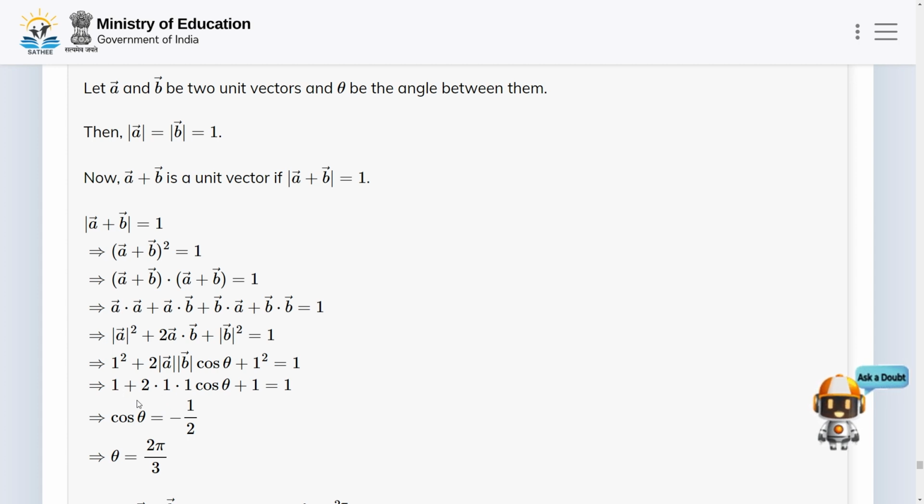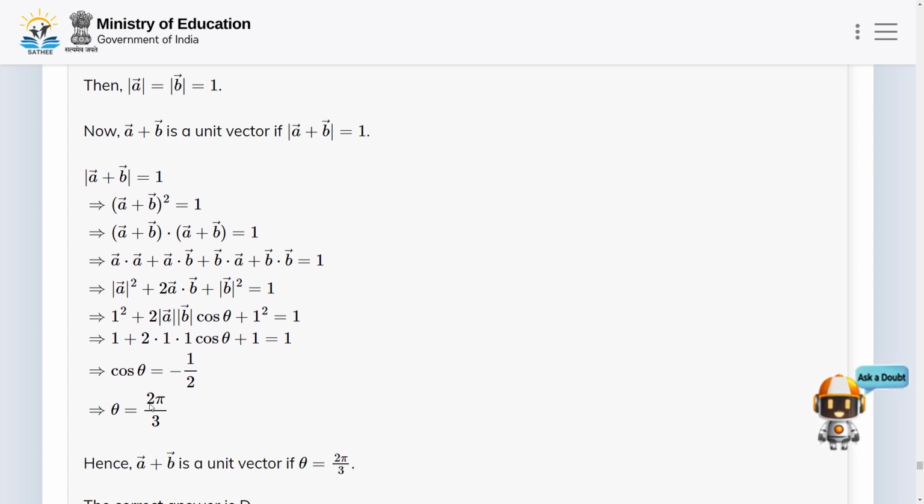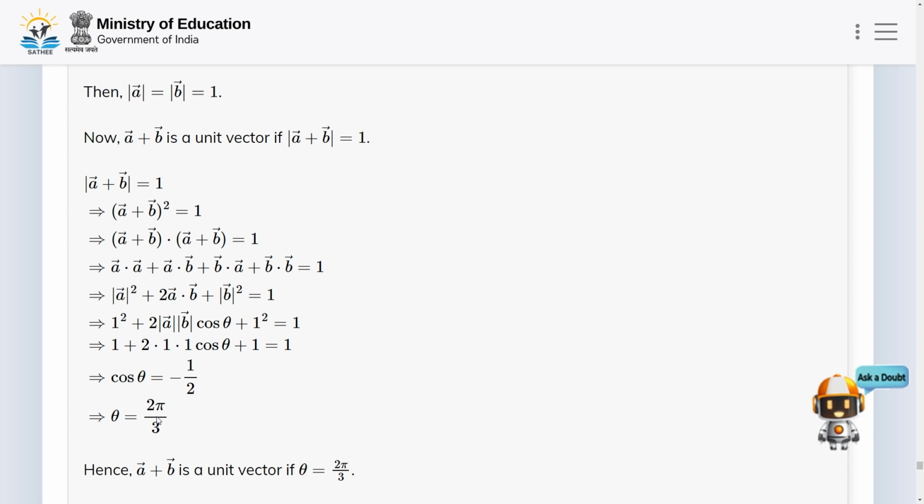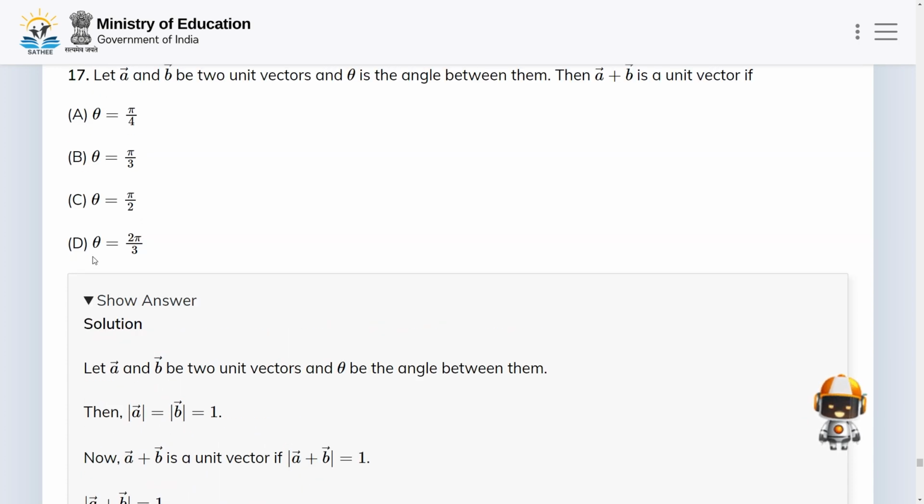Now you will have cos theta equal to minus half. This means theta must be 2 pi by 3. Okay, so the condition for which the magnitude of A plus B equals 1 is when theta is 2 pi by 3. So option D will be your correct option. Okay, clear?